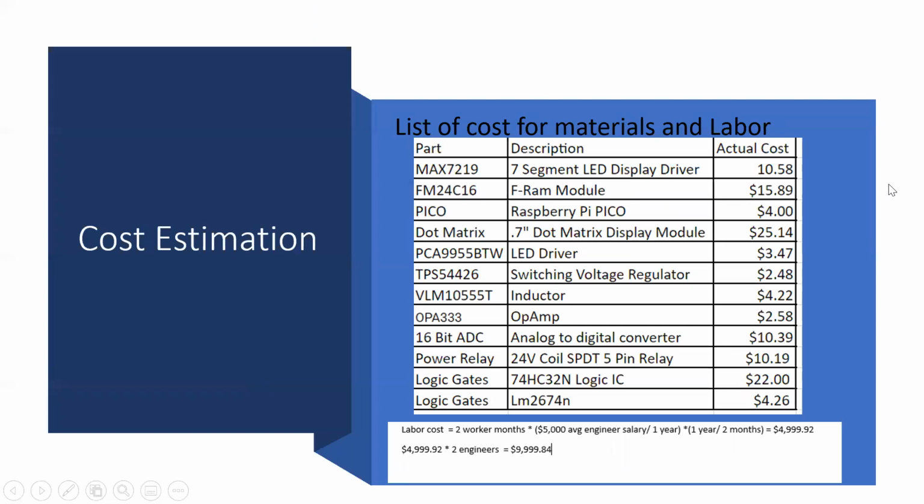So this is our cost estimation. This is what we have gotten for materials and the labor. As you can see, 7-segment LED display cost $10.58, F-RAM module $15.89, Raspberry Pi 4, and so on and so on. This is what we've had to get throughout the course to make our circuit up and running. And that is our fictitious labor cost of what an average engineer makes.